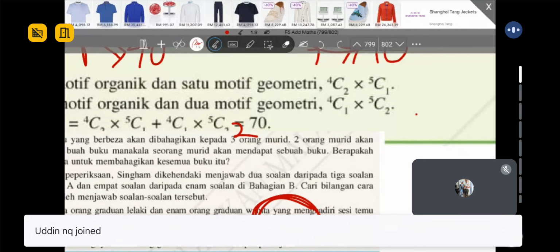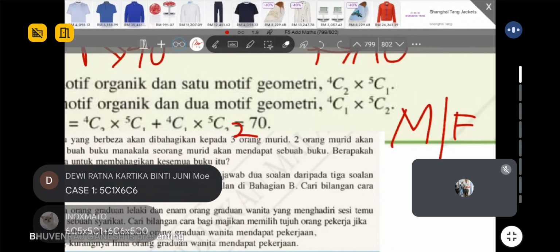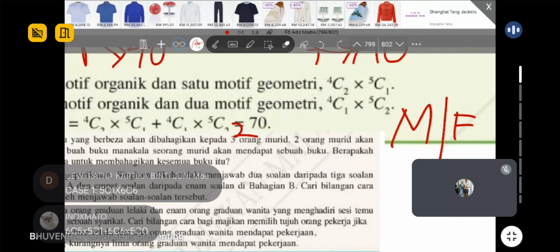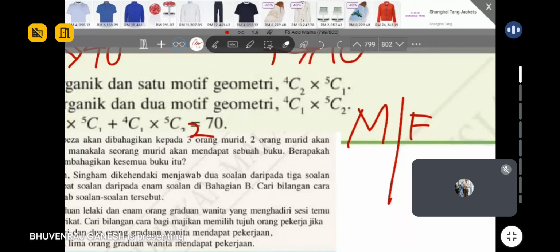Okay, so you write, I use male, female, easier. Okay, one is male and the other one is female. So first case, can anyone tell me? Case 1, 5C1 times 6C6. Okay, very good. Okay, correct. Wait, the second one wrong. First one also wrong. Okay, try to check again and see.